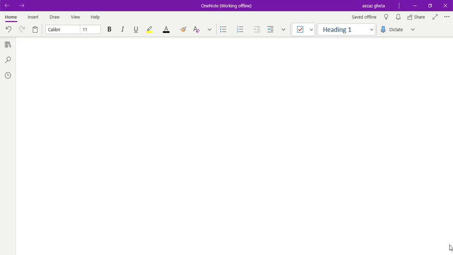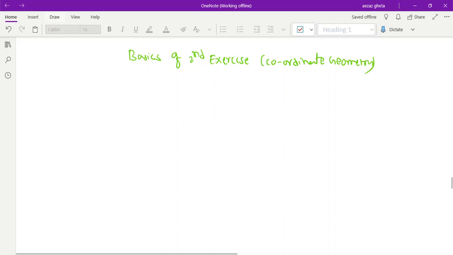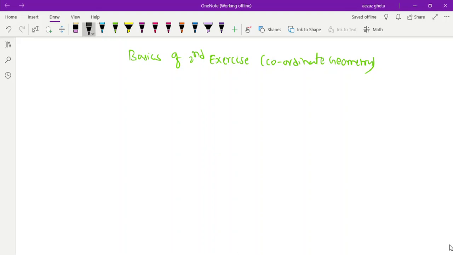Okay, so let's start. We are going to learn some basics of the second exercise of the coordinate geometry chapter. The first thing you are going to get is the section formula. In this, a line is joined by AB, where A is x1 y1 and B is x2 y2.